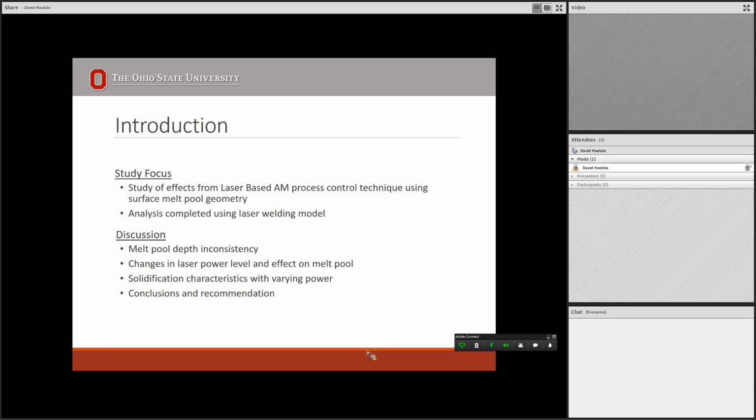So what this paper goes into is a study of effects from a laser-based additive manufacturing process control technique, using surface melt pool geometry to monitor the production of the part in real time and provide feedback to the system to ensure quality. This analysis was completed using a laser welding model, which was assumed to represent this process pretty closely. A couple of things I want to discuss: one is the melt pool depth inconsistency, changes in laser power level and their effect on the melt pool, the solidification characteristics with varying power throughout the build, and then a couple of conclusions and recommendations.